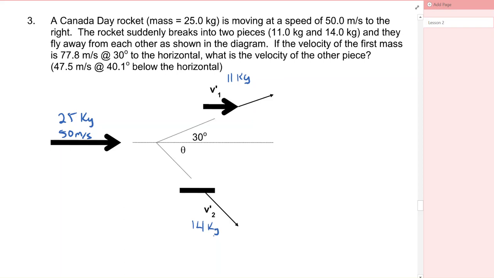If the velocity of the first mass is 77.8 meters per second at 30 degrees, so they gave that to us, 30 degrees. What is the velocity of the other piece? So this one. So we've got to figure out what the velocity of this guy was.